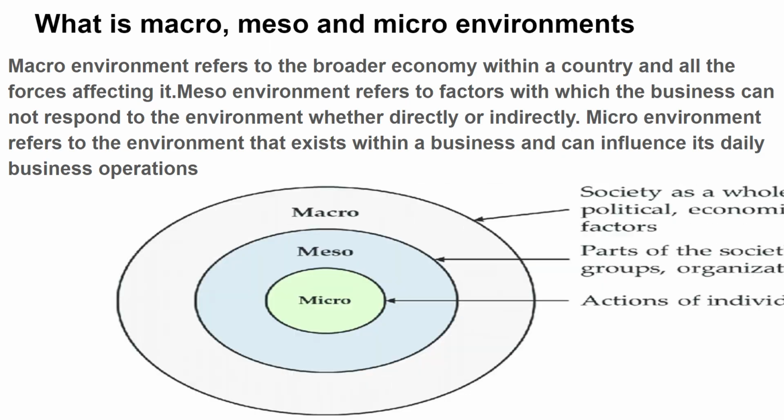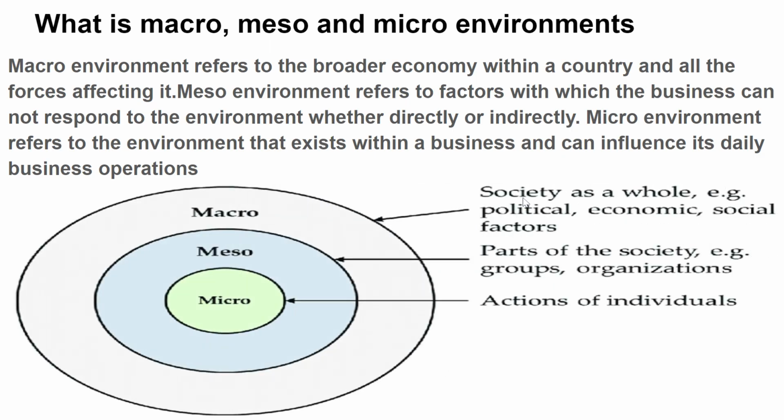This is shown in the example below, where, as we can see here, the macro environment refers to the society and country as a whole, which includes the political, economic, and social factors. Then, beneath that layer, we have the meso environment, which contains parts of society such as groups and organizations. And these are things which businesses may not always be able to respond to, both directly and indirectly. Then we have the microenvironment, which is actions of individuals and can also be day-to-day actions, which are things that directly influence the business's daily operations and something that the business can also directly respond to if necessary.